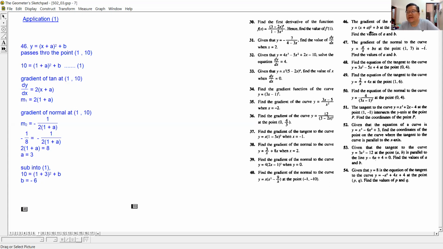Now, in question 46, the gradient of normal to the curve y equals (x plus a) squared plus b at the point (1, 10) is -1/8. Find the values of a and b. Let me go through the question again. What you are given? You are given first the equation of the curve, a point, and the gradient. That is the gradient of normal, right? Gradient of normal.